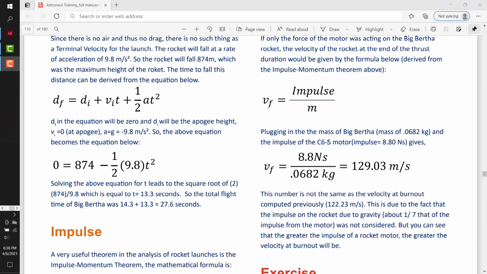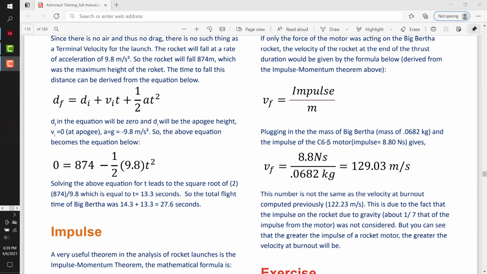But you can see that the greater the impulse of the rocket motor, the greater the velocity of burnout. So when you're shopping for rocket motors, first of all, you want to make sure the rocket motor fits your rocket. And for any given rocket, there's maybe half a dozen motors that will fit it. If you want maximum height, you want maximum impulse. You don't want to look at just thrust alone, right?